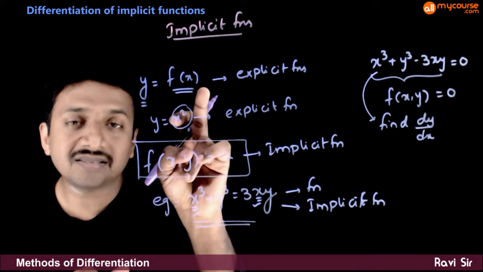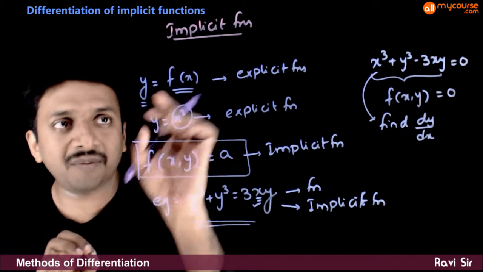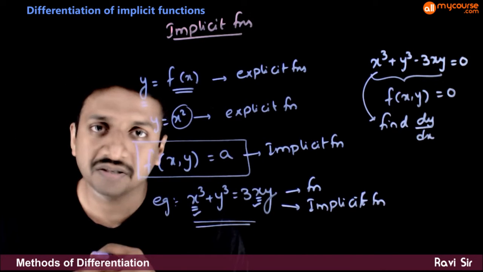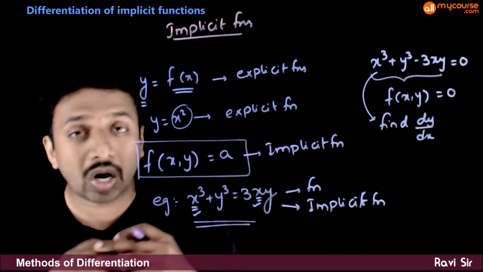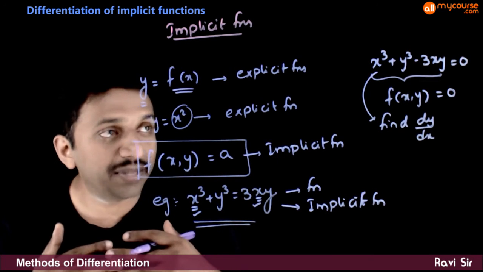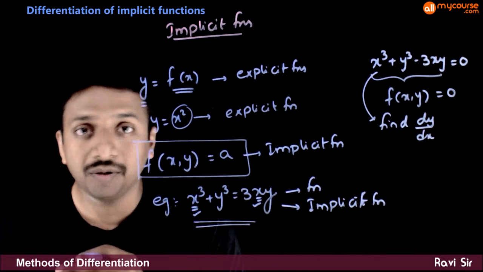So if y is an explicit function of x, you can very easily find dy by dx is equal to differentiation of this function. But if x and y are coupled together, that's called an implicit function. So when an implicit function is given, how to find dy by dx? That's what we are going to look at.